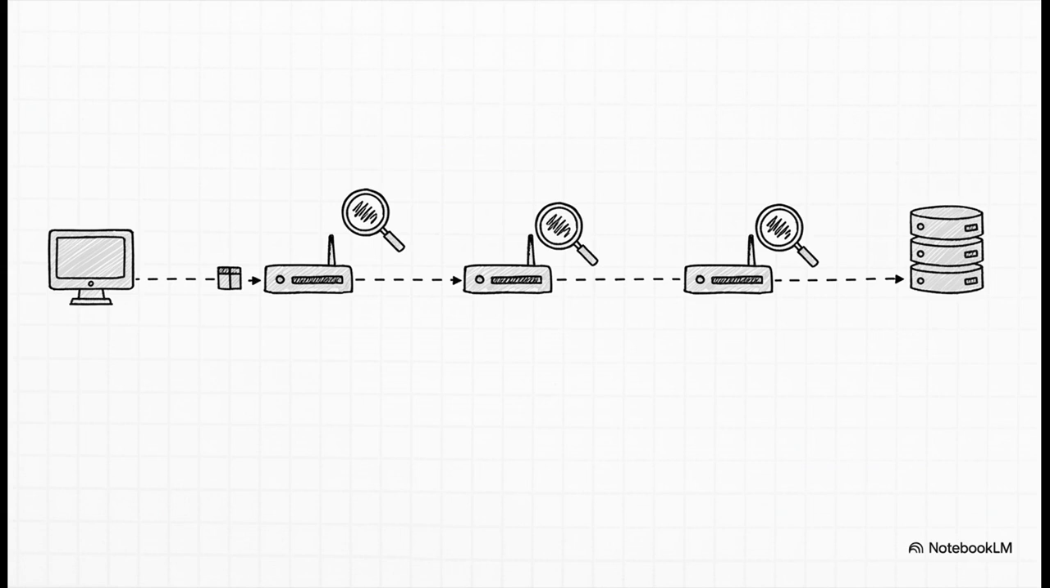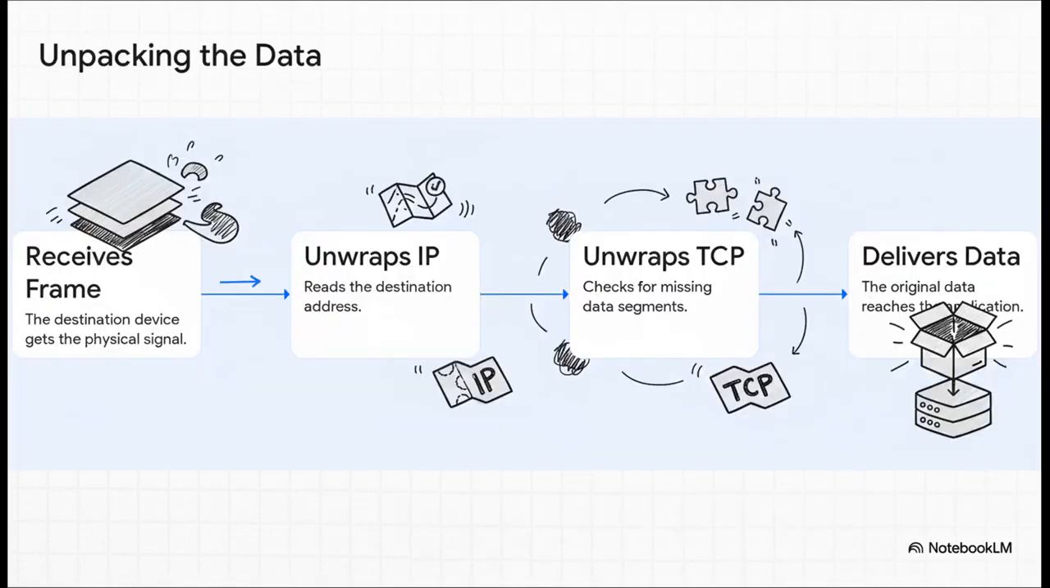The data leaves your device and hits the internet. It literally hops from one router to the next, and each router reads that IP address, that outer envelope, to decide where to send it next, getting it one step closer to its final destination. And when the packet finally arrives at its destination, the exact opposite process happens. This is called decapsulation. Each layer strips off its own header. The physical frame gets removed, then the IP header, then the TCP header, until all that's left is the original data from the application, ready to be used by the server.